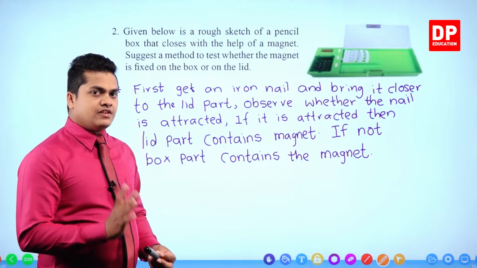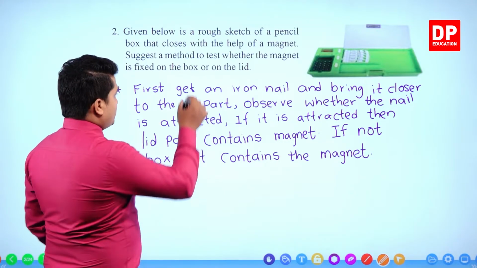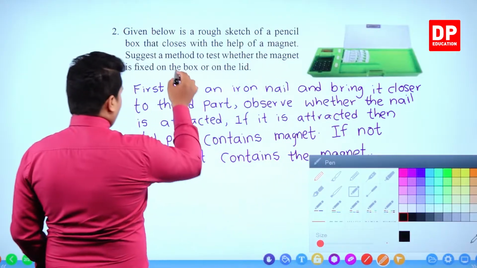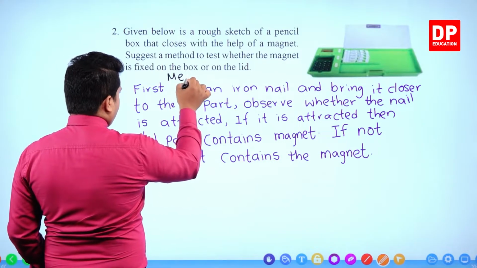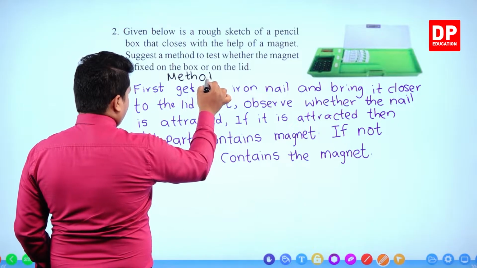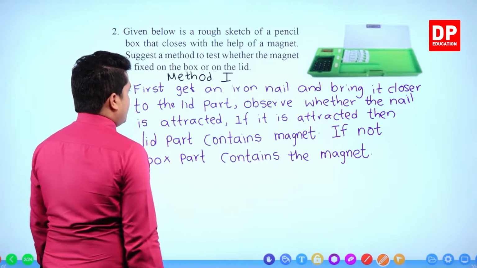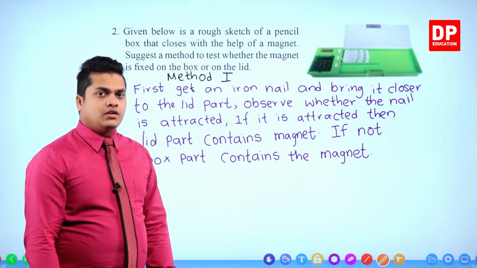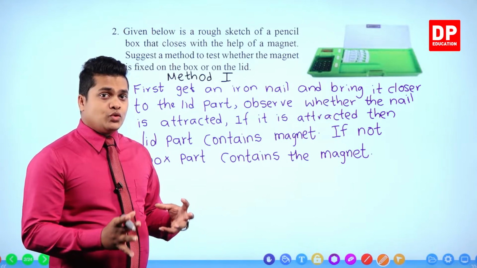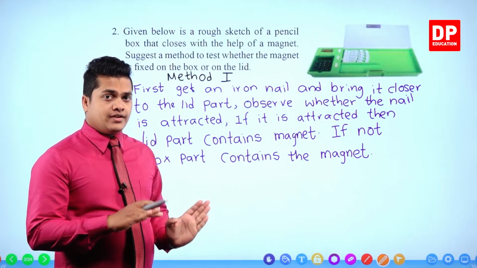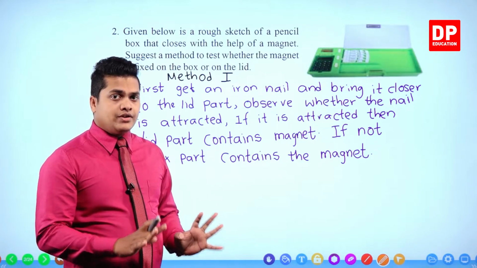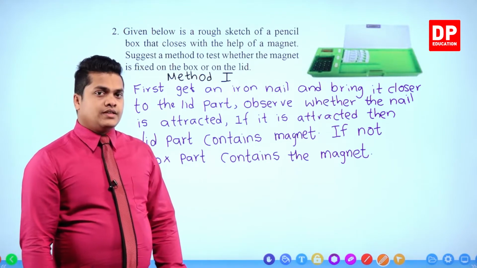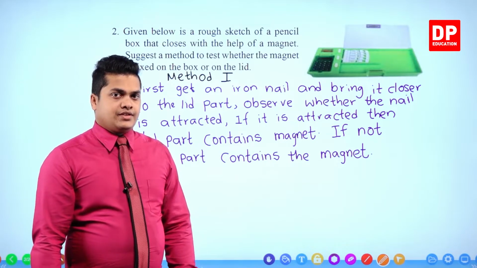So this is the first method. I'll mention Method 1 at the top. This is the first method which we can use to find out whether the magnet is fixed on the lid or on the box. There's a second method of doing this.